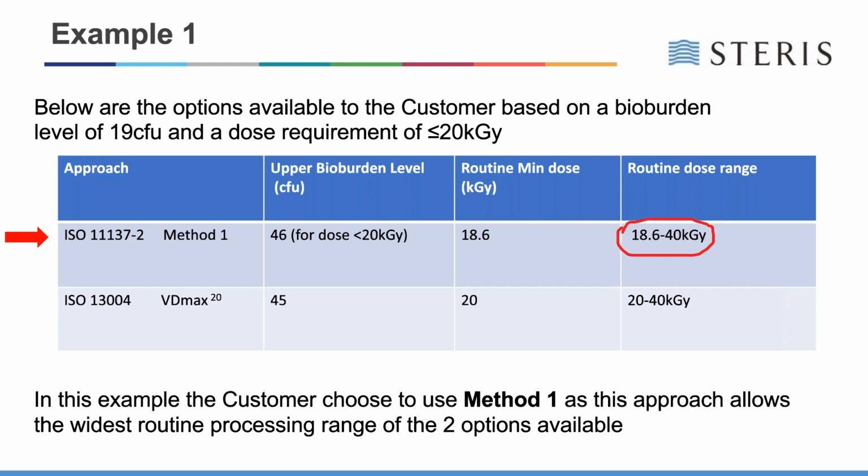In this example, the customer chose to use the method 1 as based on the bioburden levels of 19 CFUs, it gave them the widest possible routine processing window with 18.6 to 40 kilograys.